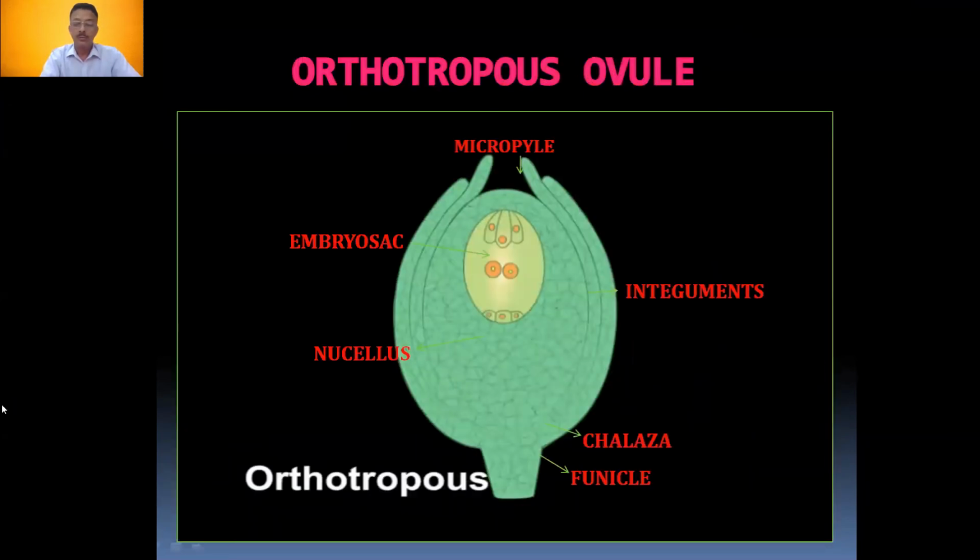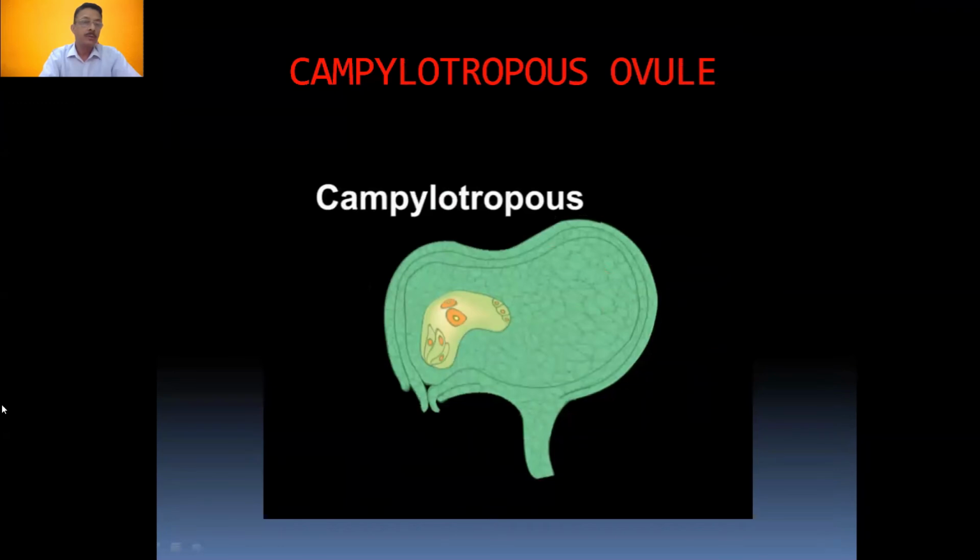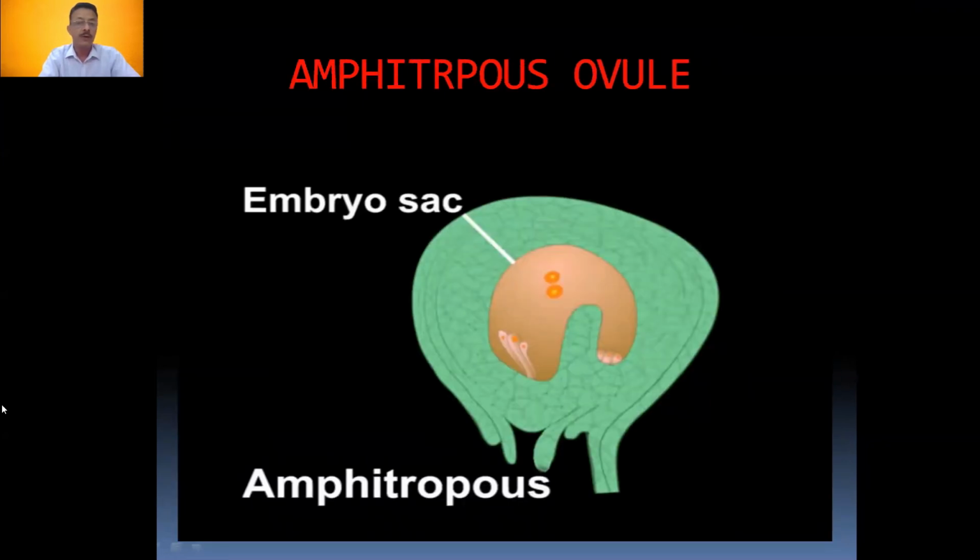What have you discussed before? Orthotropous ovule is straight, then hemitropous ovule is bent, and in campylotropous the embryo sac comes near to the micropyle. In amphitropous, the embryo sac also gets bent, and more bent, the bending angle gets reduced. In amphitropous ovule, the bending angle gets reduced and the embryo sac also gets bent.